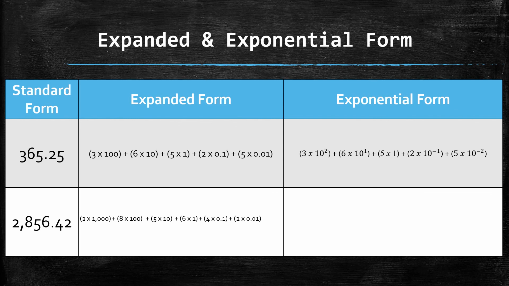Now remember, we're going to take those powers of ten and make them exponents, giving us 2 times 10 to the third power, plus 8 times 10 to the second power, plus 5 times 10, or 10 to the first power, plus 6 times 1, plus 4 times 10 to the negative first power, plus 2 times 10 to the negative second power.